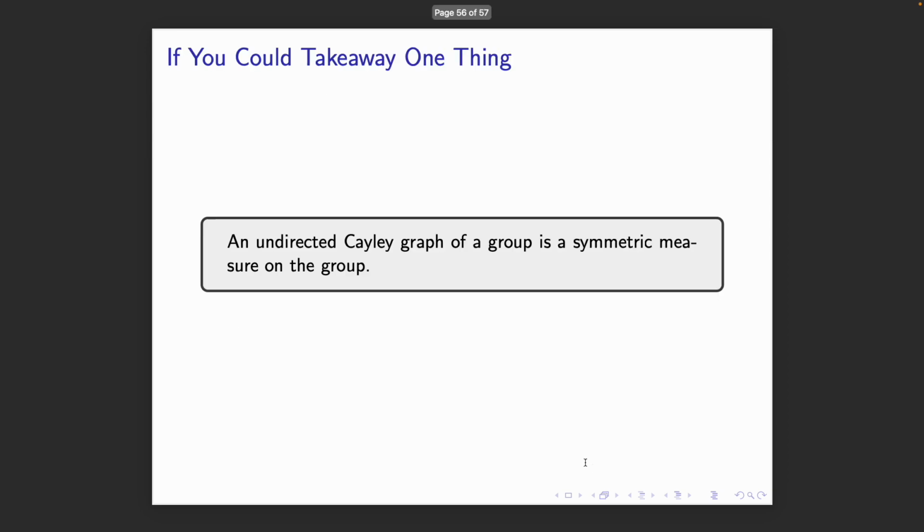If you could take away one thing from this presentation, it is that an undirected Cayley graph of a group is a symmetric measure on the group.